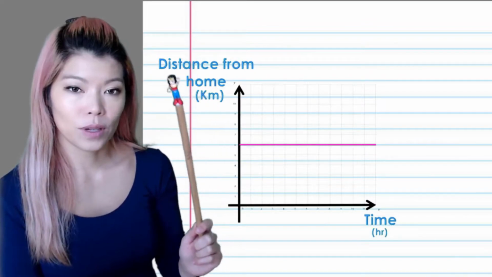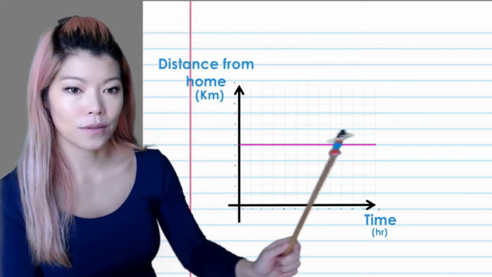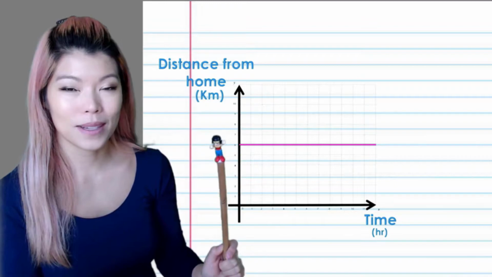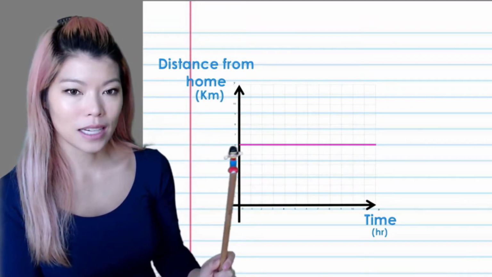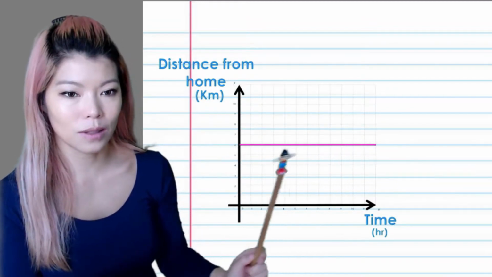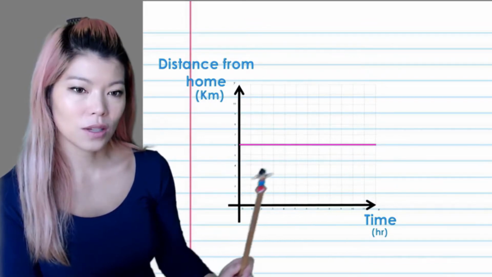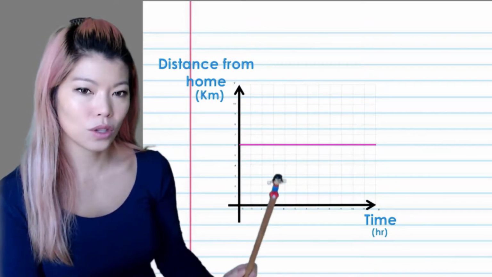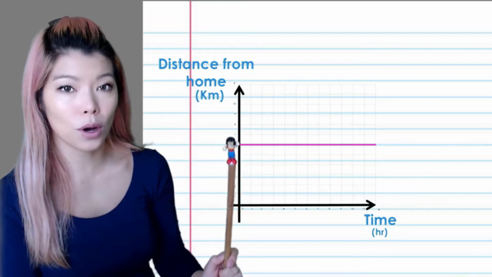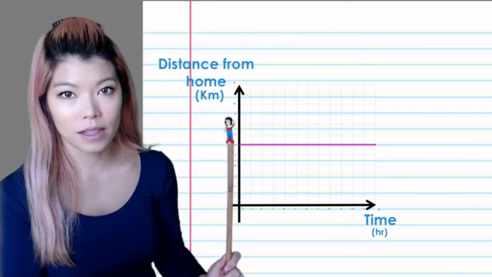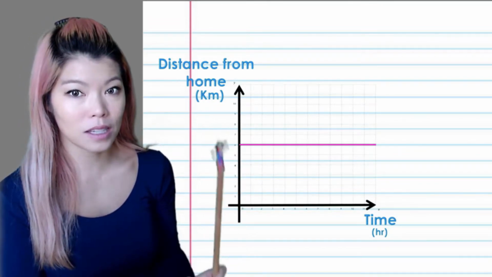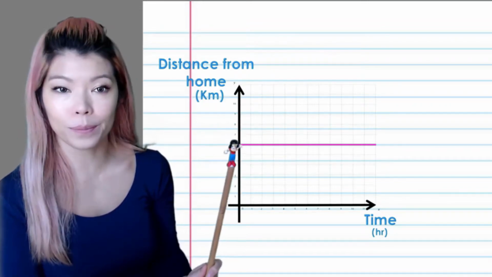Let's do an example where distance from home is this line over here. Now there's a 6 there, it's a bit tiny, you might not see it. So the line is at 6 and it's continuous, as in it doesn't change. So we can see that after 1 hour, 2 hours, 3 hours, the position from home is still 6. That means you haven't moved. You've been staying still at 6 kilometers away from home.